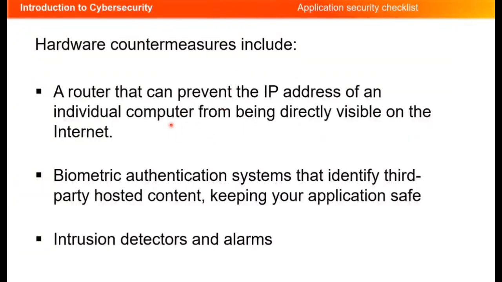Hardware countermeasures include network routers that can prevent the IP address of individual computers from being visible on the internet. That's something that can definitely be exploited. Authentication systems that identify third-party hosted content and then keep that application safe. And intrusion detection alerts and alarms.